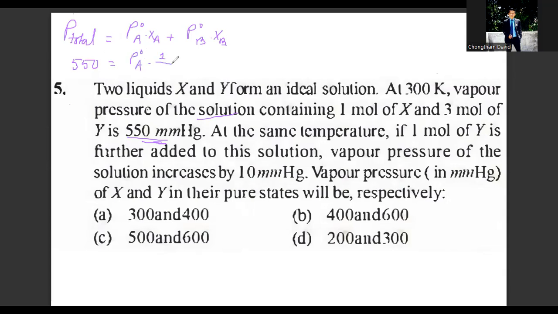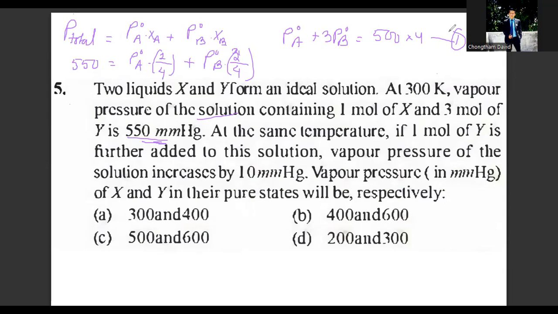Mole fraction is given 1 and 3. So the total would be 4, because 3 plus 1 would be 4. This is the mole fraction of A plus mole fraction of B. P naught B must be 3 moles, so 3 out of 4. So you have this equation. Construct this equation and find out the relation with the given equation. This gives rise to P naught A plus 3 P naught B. This would be approximately 500. Take the LCM, and then keep this as equation number 1.